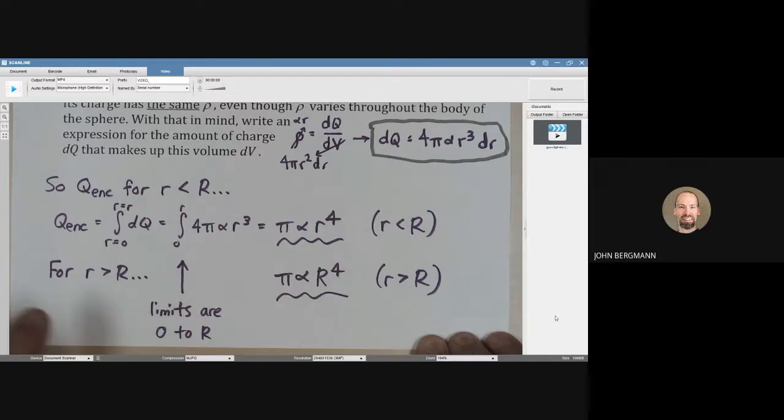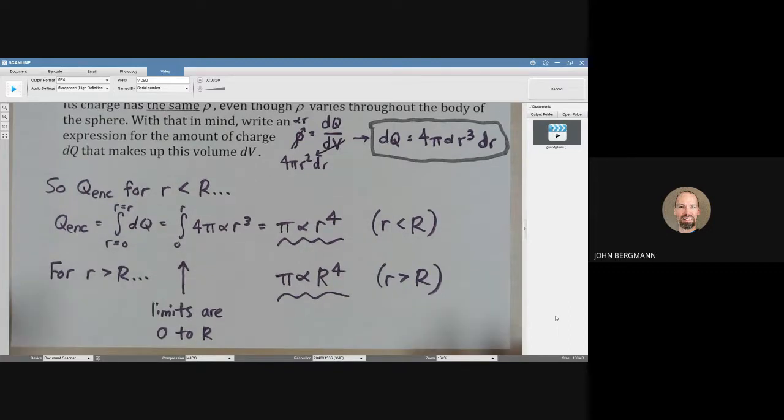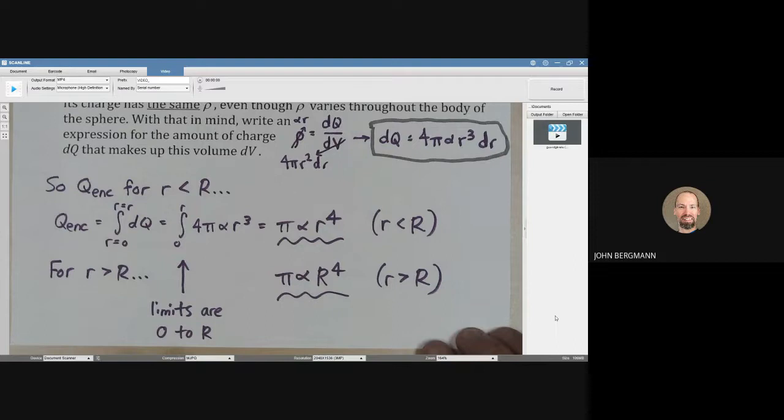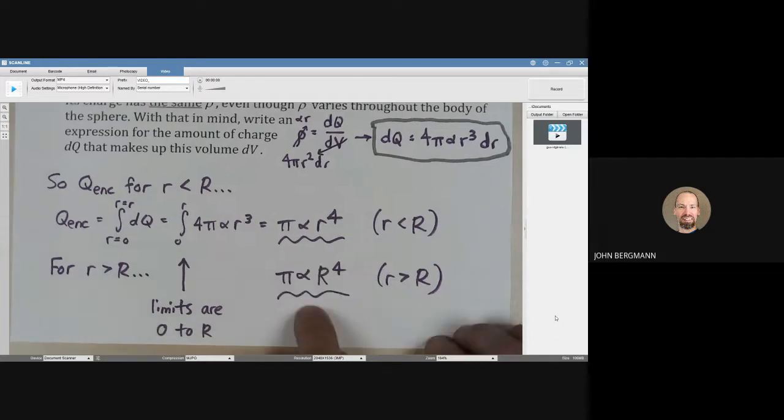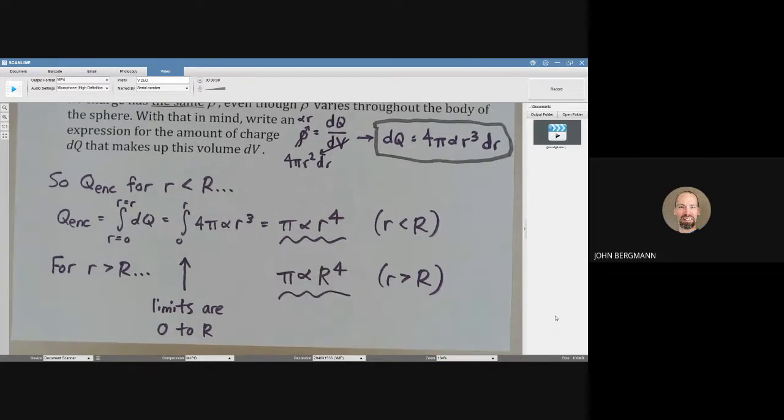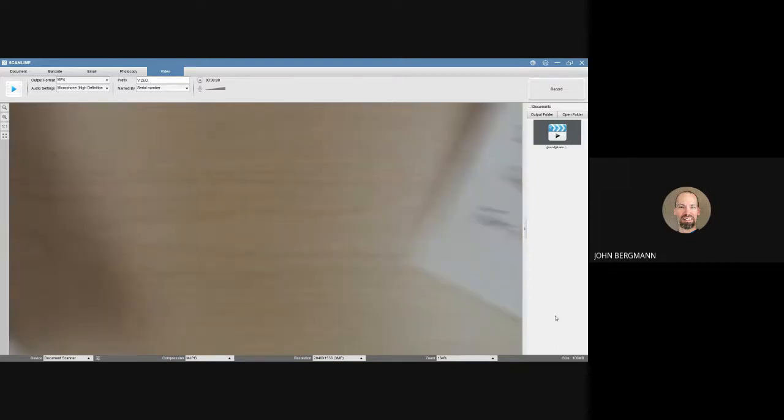If we have a Gaussian sphere outside the solid amount of charge, then we can only integrate up to capital R, because the charge ends there. The process would be the same, except the limits would be different. And this is the amount of charge if we are talking about an r greater than big R. We're going to use those two numbers in the next part of this problem.